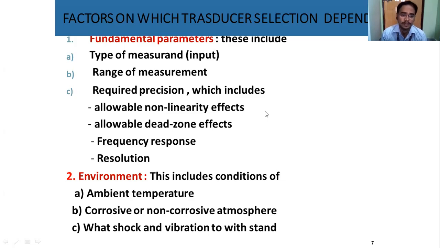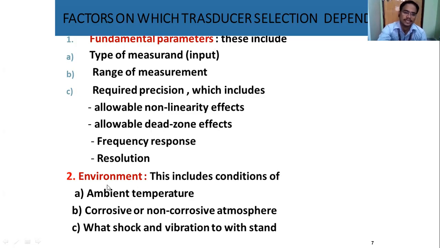And the frequency response: for how many times the given instrument or transducer has shown the same output, that is the frequency of response. Depending on this frequency of response also, we select the transducer. And resolution: depending upon to what extent it can find the exact value, depending on that also a transducer is selected.